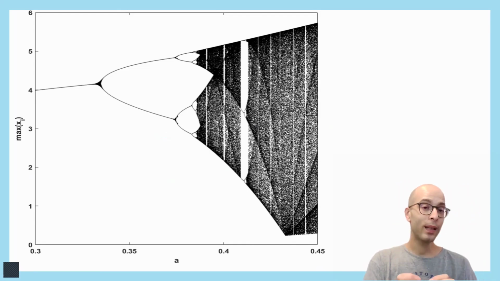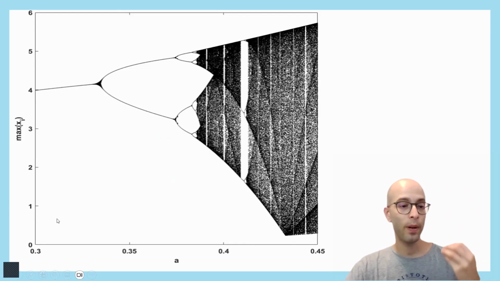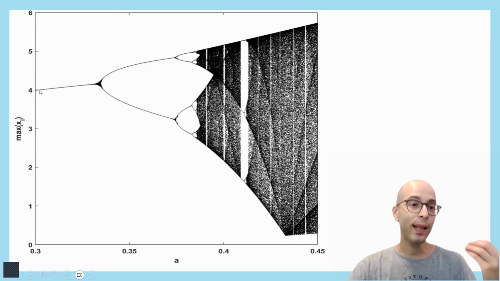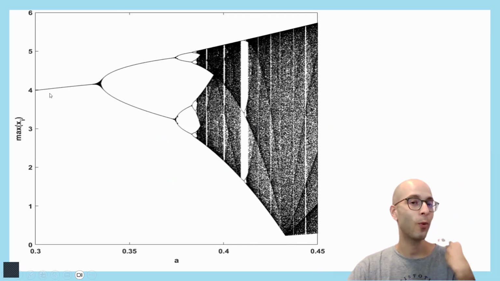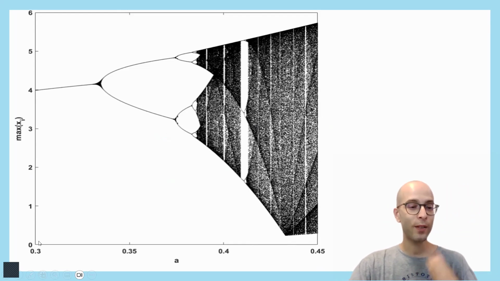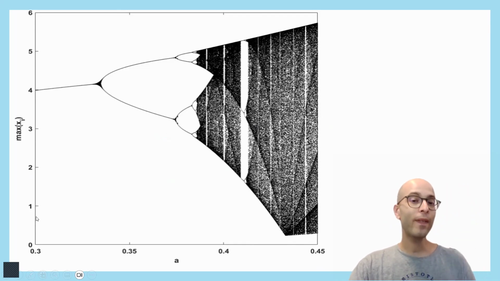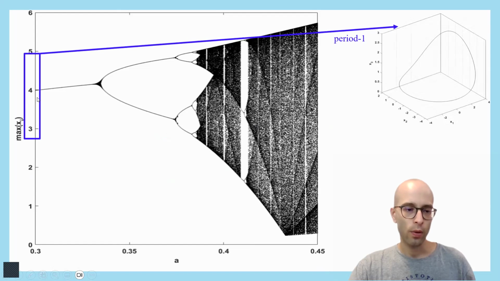We can understand immediately that on the points, for example, from 0.3 to 0.30 something, we have a single line, a single point. What does that mean? This means that for 0.3, 0.31, etc., we only have a single local maxima for the first state. So for 0.3, for example, single point means period one local maximum.